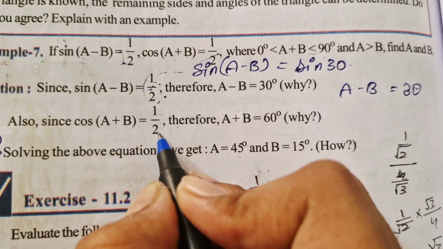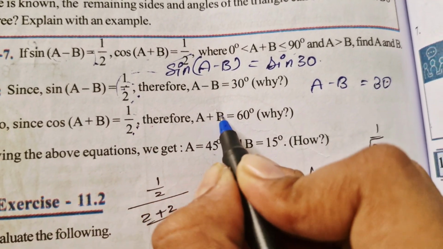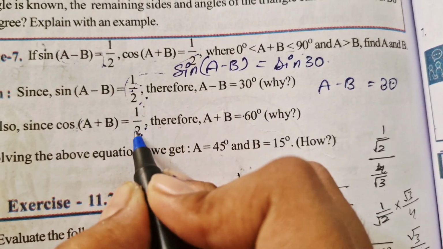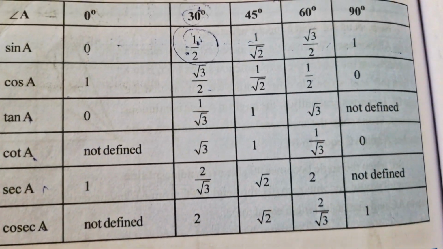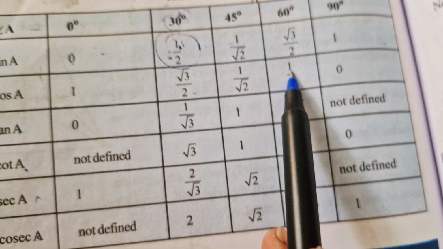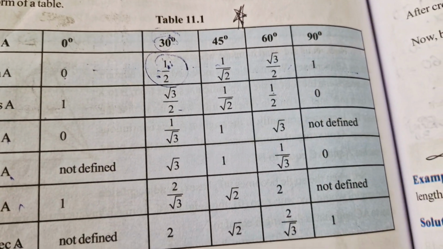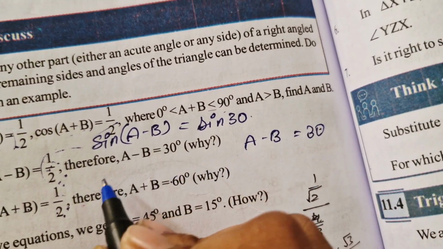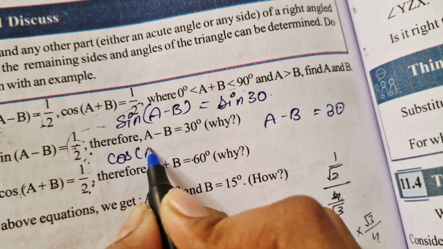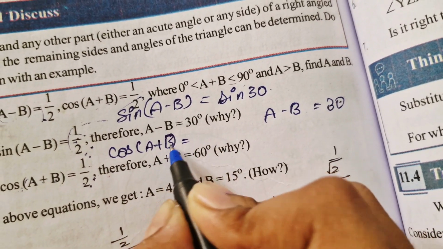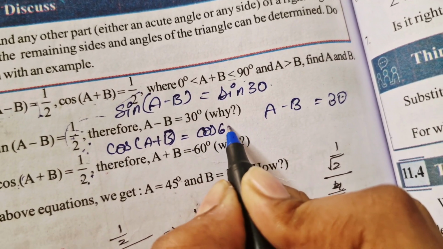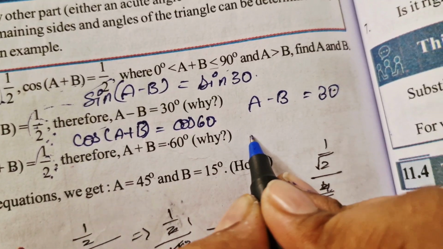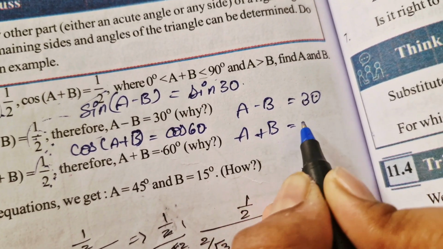Similarly with this, cos(a plus b) is equal to 1 by 2. Here cos 60 is equal to 1 by 2. So the value of theta is 60 here. Cos(a plus b) is equal to cos 60. This 1 by 2 I have written as cos 60. So cos gets cancelled. Then a plus b is equal to 60.